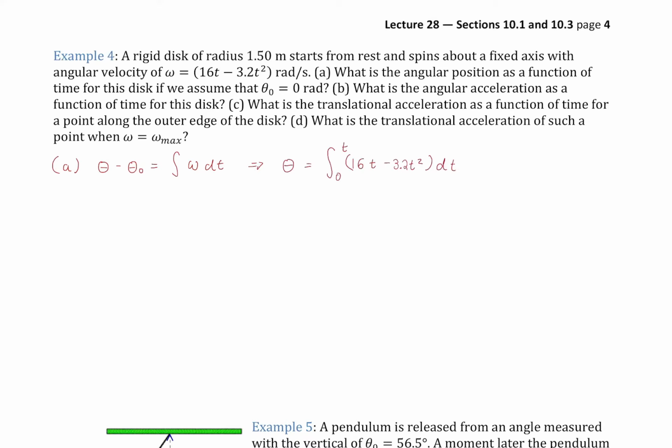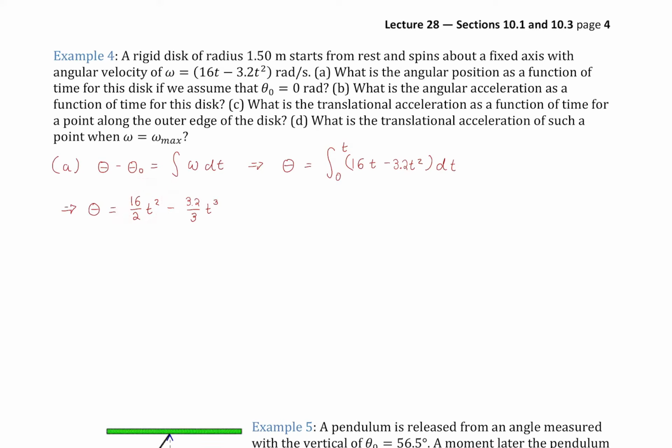All right, so since we're told that theta naught is just 0, theta is our integral, integrating from 0 to t of the function omega. This is a function of t, right? Then we're integrating with respect to t, and we're just going to use our rules of antiderivatives of polynomials. Our 16t becomes 16t squared over 2.